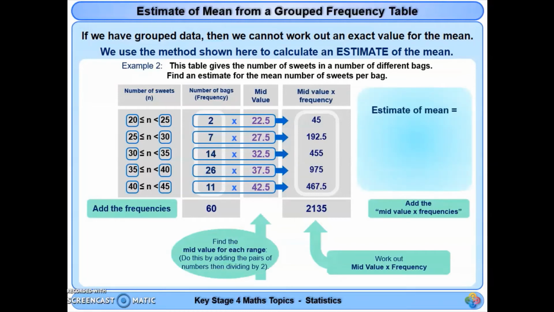I take my total from column 4, I divide it by my total from column 2, which gives me an estimate of 35.58 sweets per bag. So again, we're presenting an estimate. That's not an exact mean, but it gives us a very good estimate as to how many sweets we can expect in each bag.